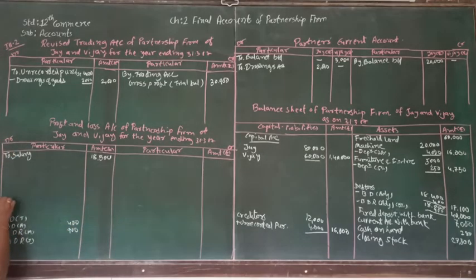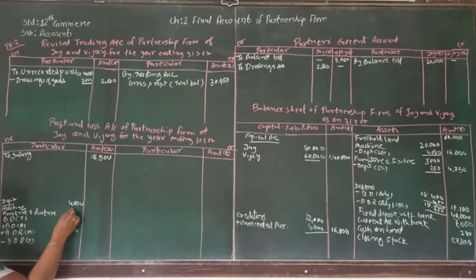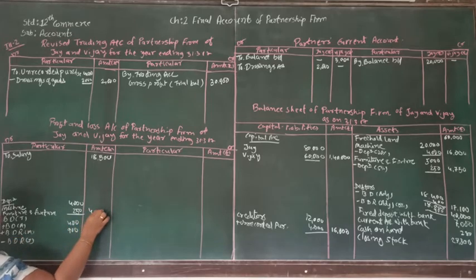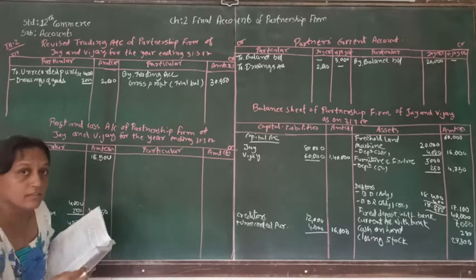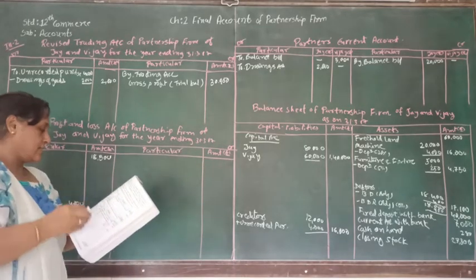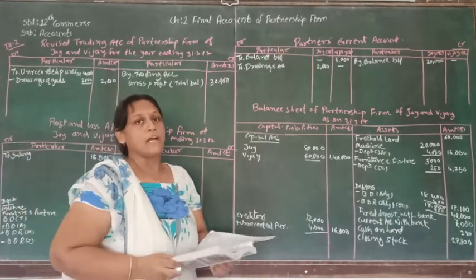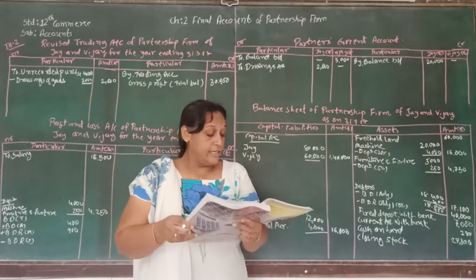So let's do that depreciation. Very first is of machine, and on the machine depreciation is 4,000 and on furniture and fixture it is 250. So total of that will be 4,250.